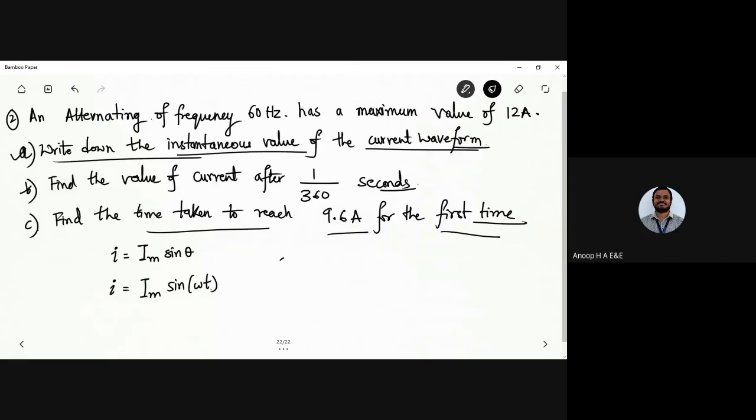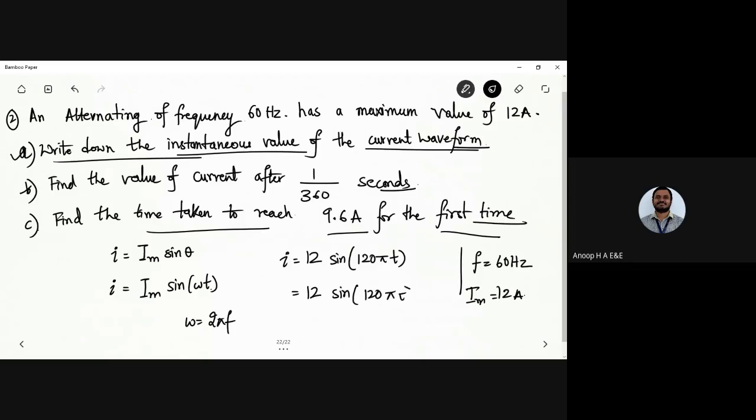Now this instantaneous value of the current for the given data, where the frequency f is 60 hertz and the maximum value of current is 12 amperes. So Im, that is 12 amperes, sine 2 pi f. I can write it as 120 pi. How did I write 120 pi? Omega is written as 2 pi f, so this is 120 pi into t. So 12 sine 120 pi t. That is how I can write the instantaneous value of the current waveform. It is given as 12 sine 120 pi t.